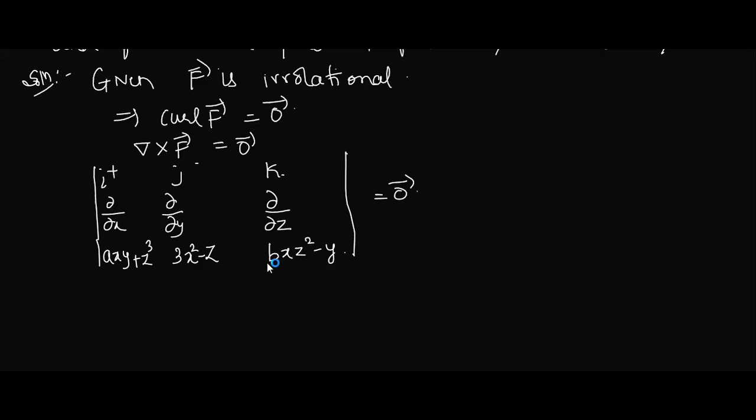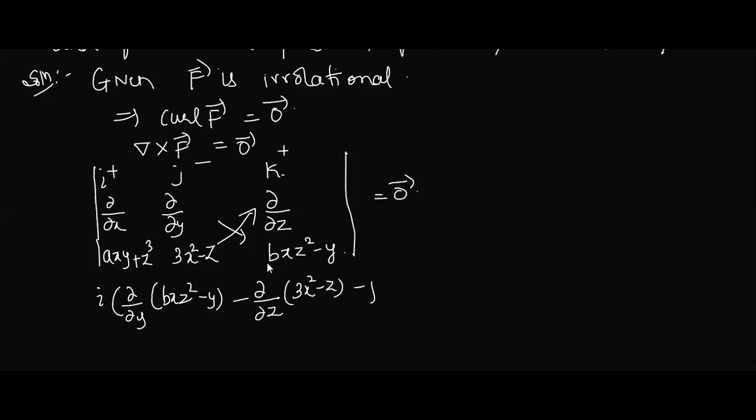Now how can I expand it? By assigning the sign, we can easily expand it. Let us expand. So this is i into, leave the row and the column. You are aware how to take it. I'll write it directly here. Dou by dou y operating on bx z square minus y, minus dou by dou z operating on 3x square minus z. Correct?